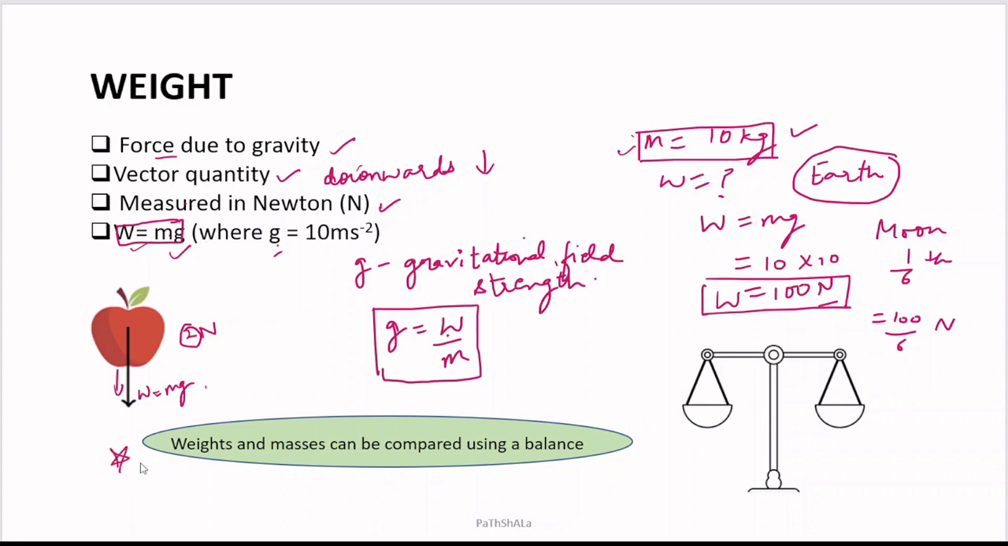Now, a tip here: weights and masses can be compared using a balance. You can keep the weights or the masses over here and you can balance them out. If this side is going down, that means this is heavier, and if this side is going down, this is heavier, right?